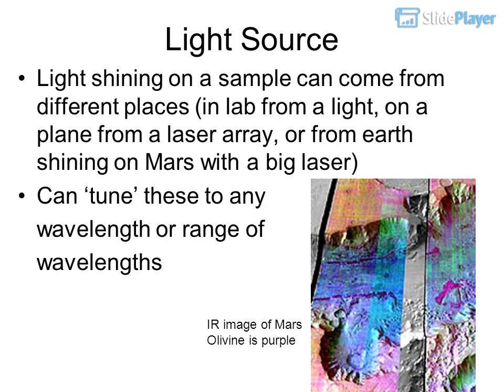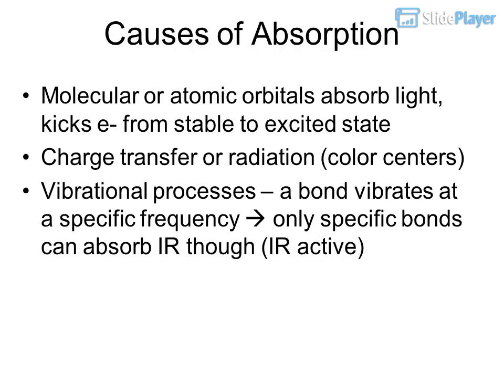IR image of Mars. Olivine is purple. Causes of absorption: molecular or atomic orbitals absorb light, kicking electrons from a stable to an excited state. Charge transfer or radiation produce color centers. Vibrational processes: a bond vibrates at a specific frequency. Only specific bonds can absorb IR though, those that are IR active.